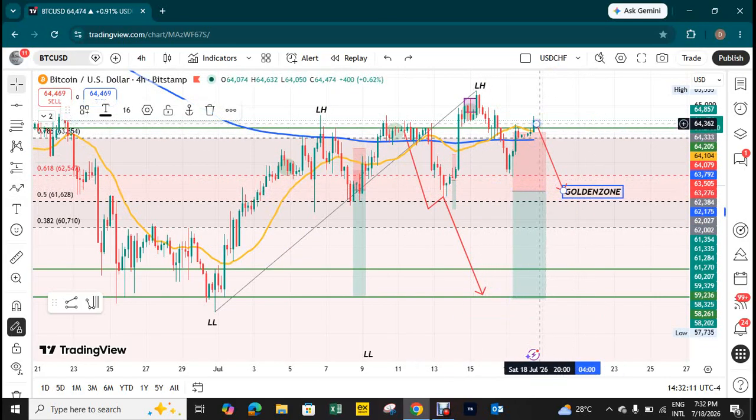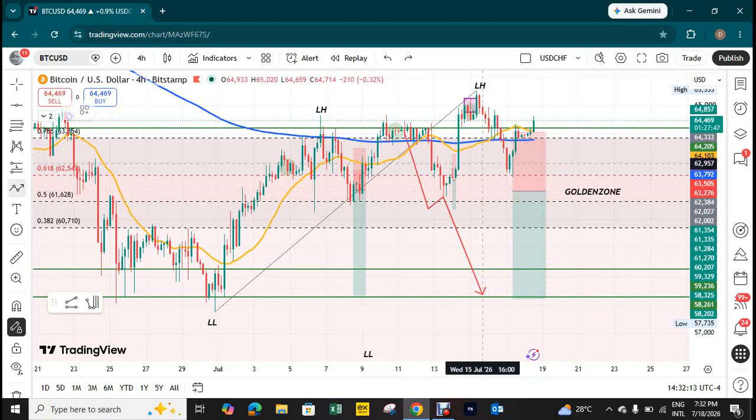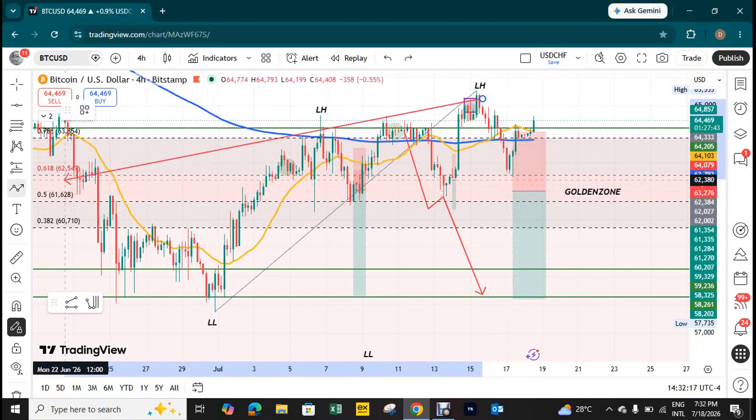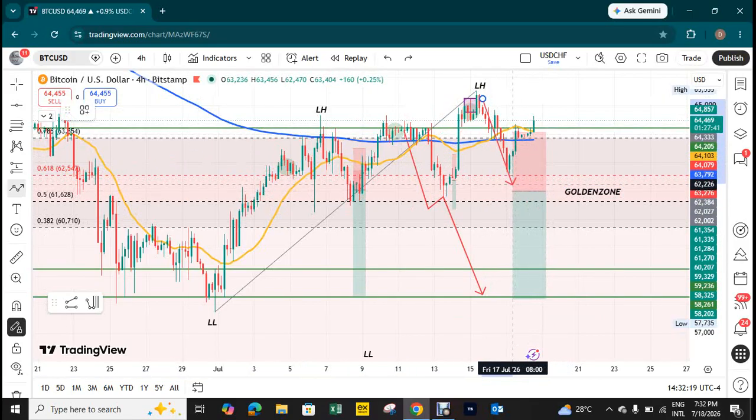We saw a first try, we saw price come down from here. It just touched the 618 area, but price did not come into the golden zone, so there's nothing for us to do here. We saw price again shoot towards the upside.